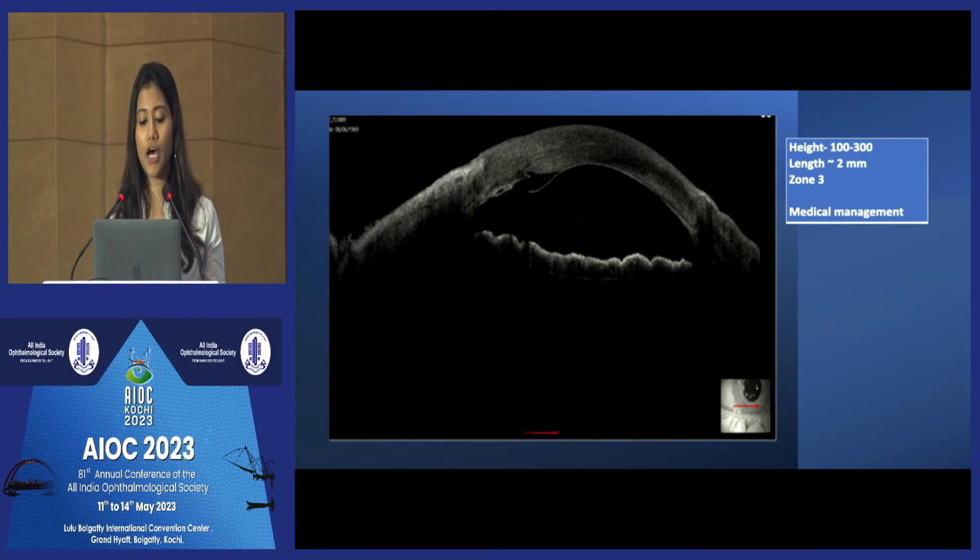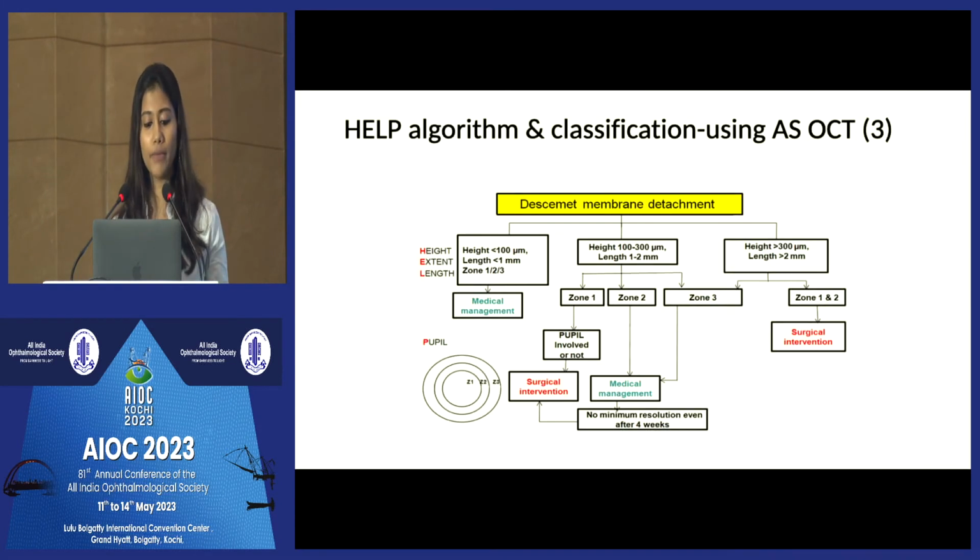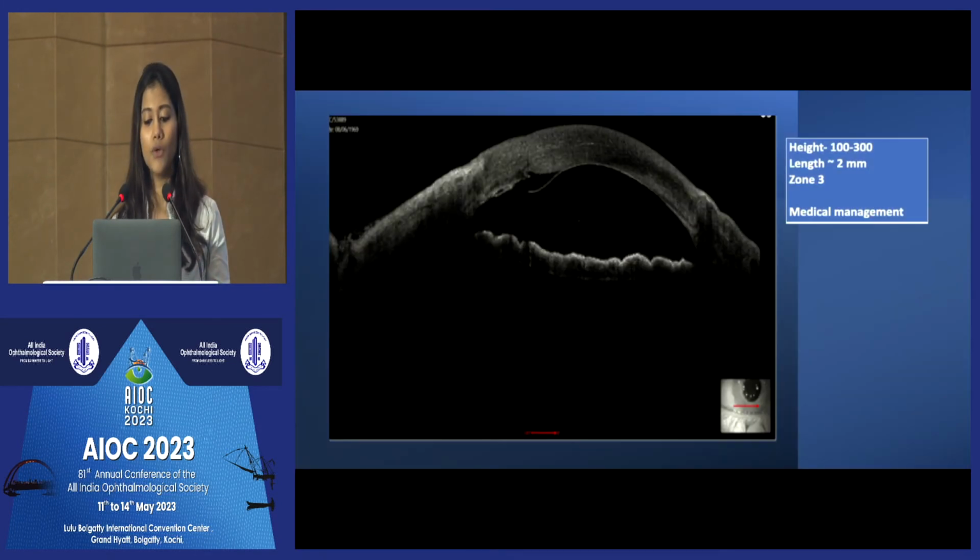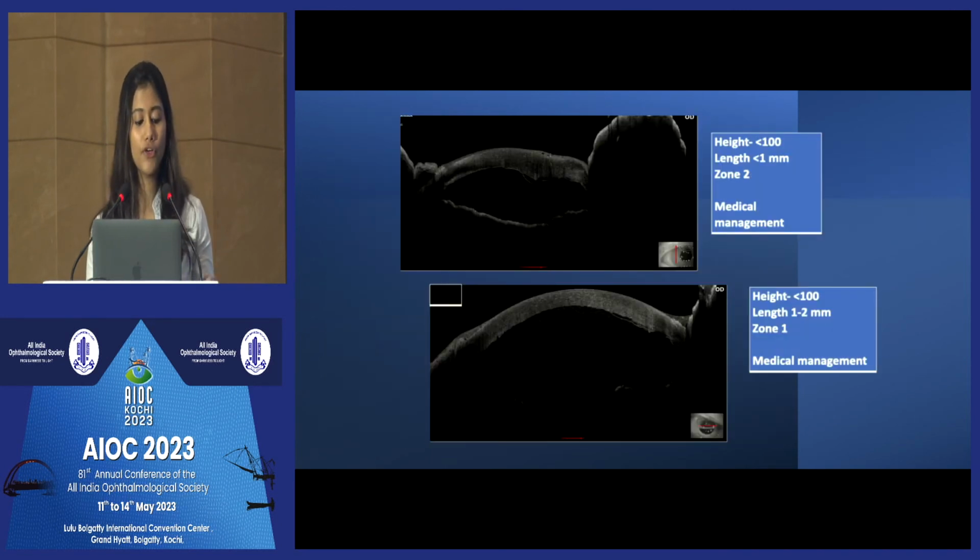So this is an ASOCT picture of height about 100 to 300 microns, length approximately 2 mm. Zone 3, that is the far periphery, is involved. So going by this classification again, we can follow a medical management. The first image is of a height less than 100 microns, length less than 1 mm, and zone 2 involvement. We can go in for a medical management. The second picture is of a height less than 100 microns, length approximately between 1 to 2 mm, zone 1. So though the center is involved, since the length is quite small, we can still try for medical management.